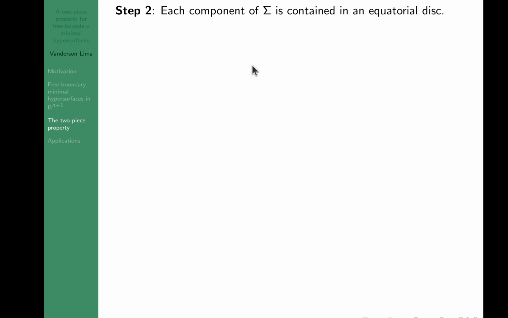So what is step 2? I obtained this generalized hypersurface, minimizing the area for the problem, and I want to actually prove that this object is containing some equatorial disk. So remember, I have two parts of the boundary, a fixed part in the interior and a free boundary on the sphere.